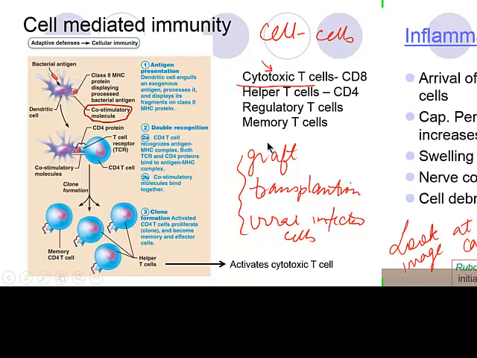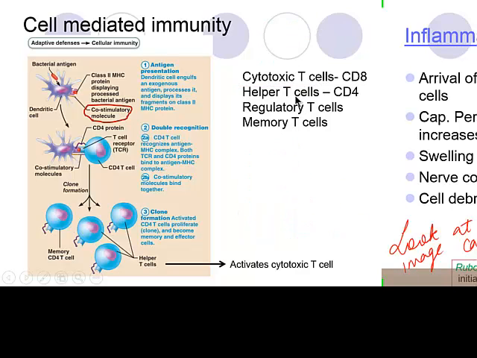And this is done by cytotoxic T cells, which are also called CD8 cells. Then we have helper T cells, which are called CD4 cells, and these are very important, and we'll see them. Then we have these regulatory T cells, also sometimes called suppressor T cells, which will make sure that the immune system is turned off once whatever you want to be done is done. And then, just like we had memory cells formed in the humoral immunity, you have memory T cells formed in this as well.